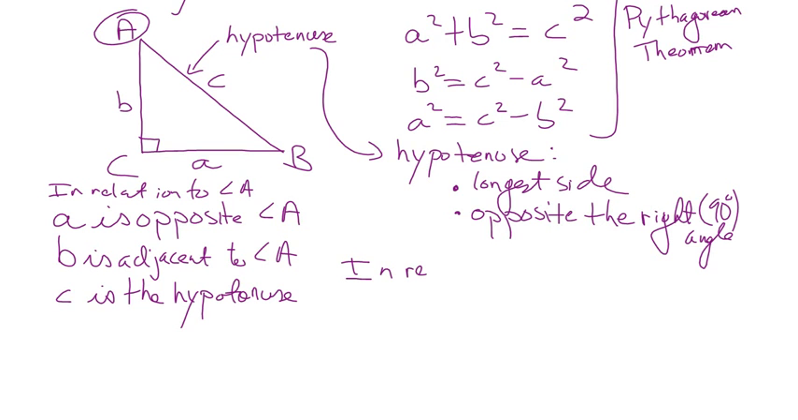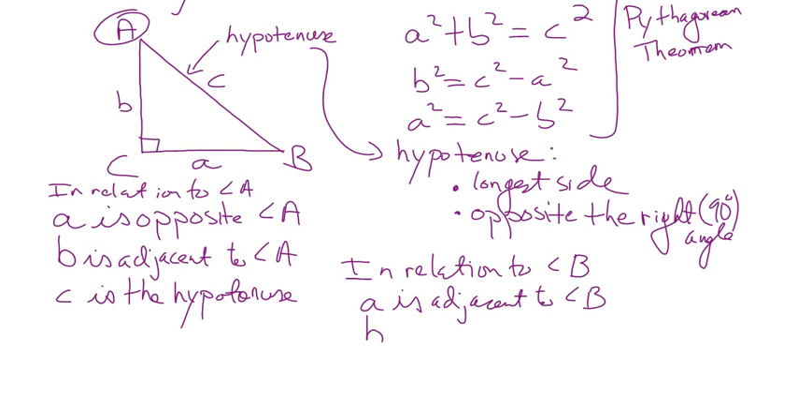Okay. In relation to angle B, little a is adjacent to angle B. Little b is opposite angle B. And little c is the hypotenuse.